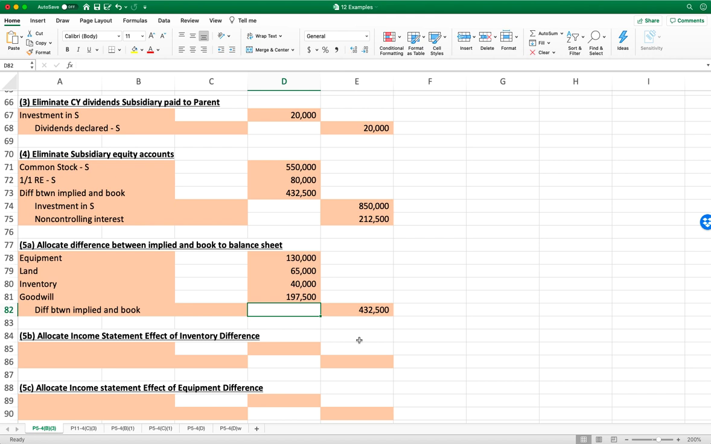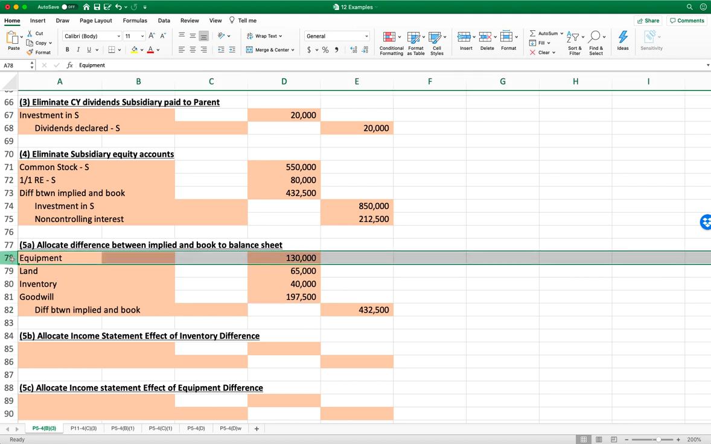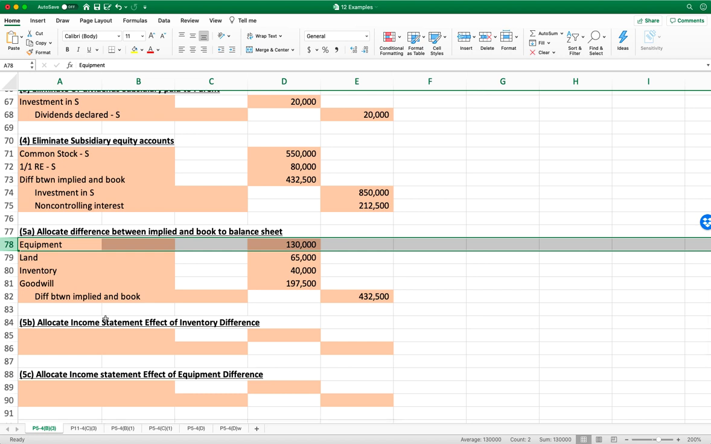All right, so now we have everything on the balance sheet, but we know that's not right because we know that we need to depreciate that equipment and we know that we sold the inventory. So we're going to go through each of these. I have them a little bit out of order here for no discernible reason.